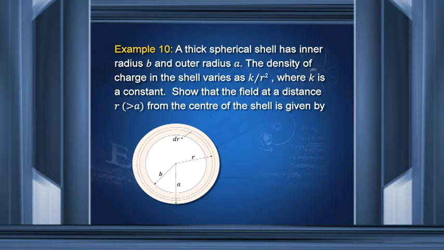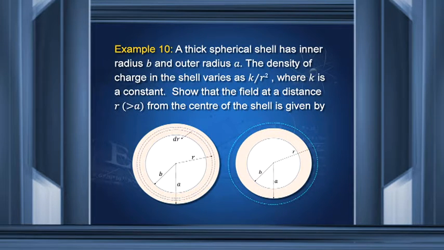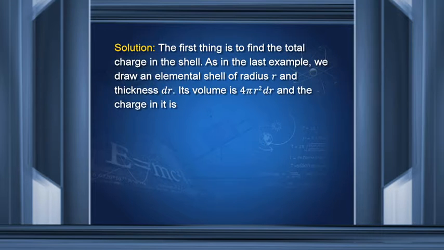And now, we are asked to find the electric field at points outside the shell, and also inside the shell, for a point at distance r from the center, which is between b and a. So, it is inside the shell. The shell is thick. So, let us find out. The first thing is to find the total charge in the shell.